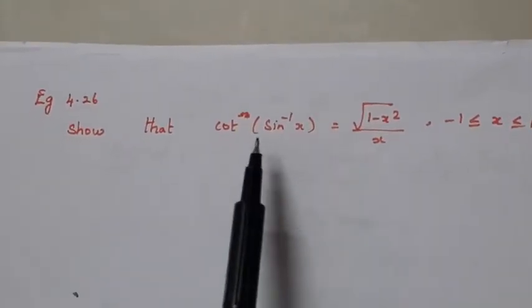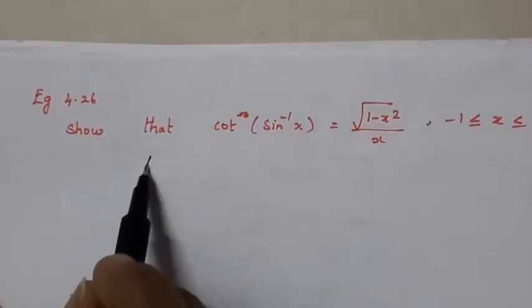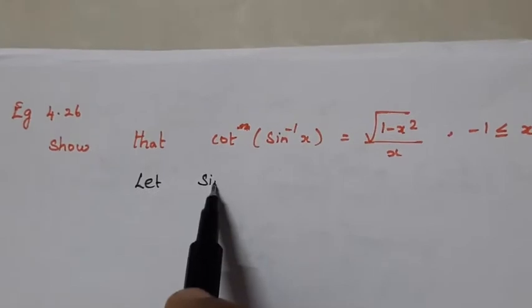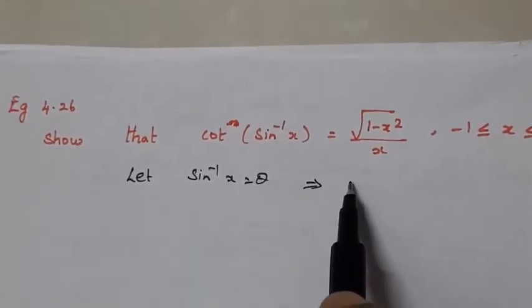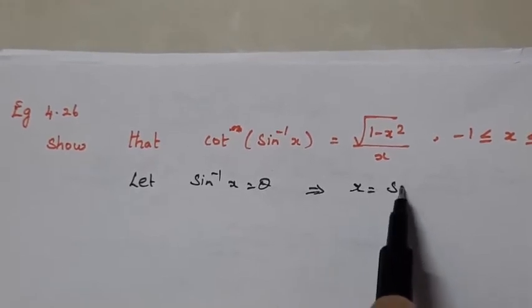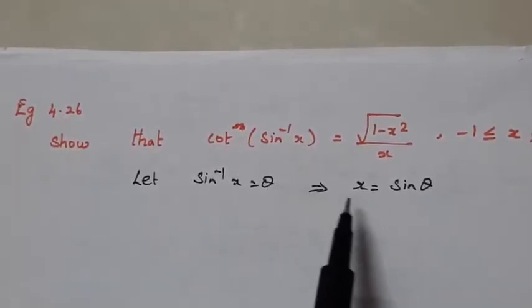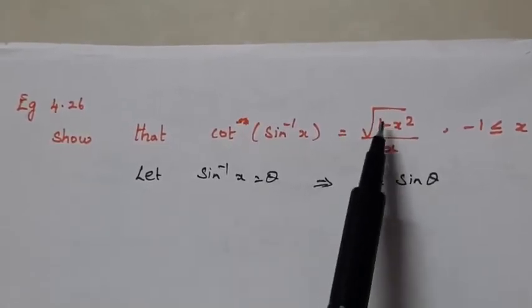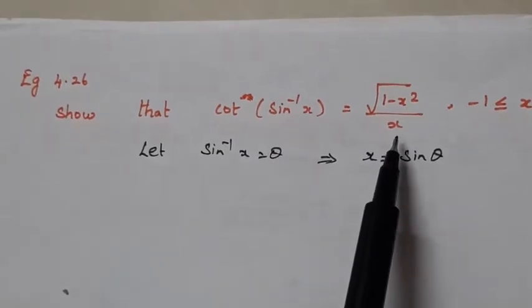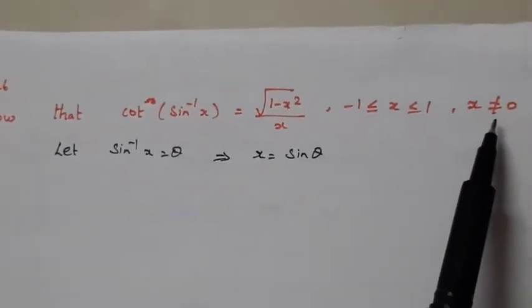So, what you have to do? Let us take sin inverse of x to be theta. So, sin inverse of x is equal to theta. This implies, by definition, x is equal to sin theta. So, we got sin theta as x. If we find cos theta, then easily we can find cot theta, and you can check whether cot theta is equal to root of 1 minus x squared by x. As x lies in the denominator, it has been given that x is not equal to 0.